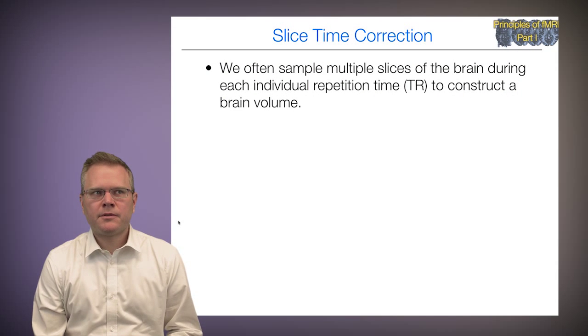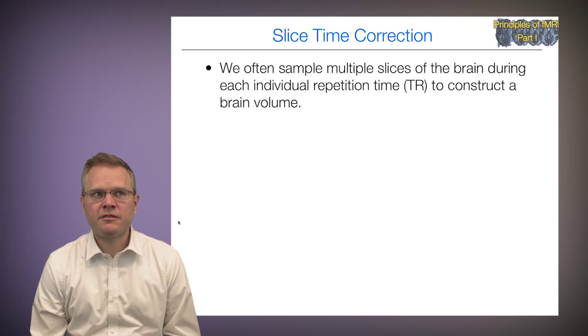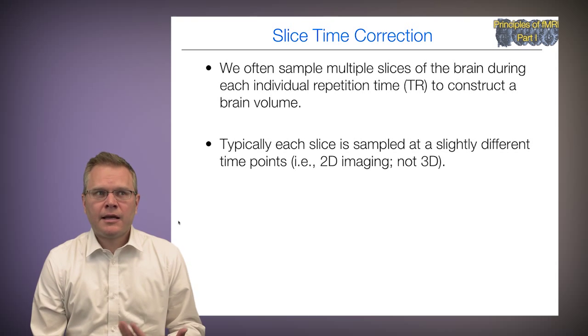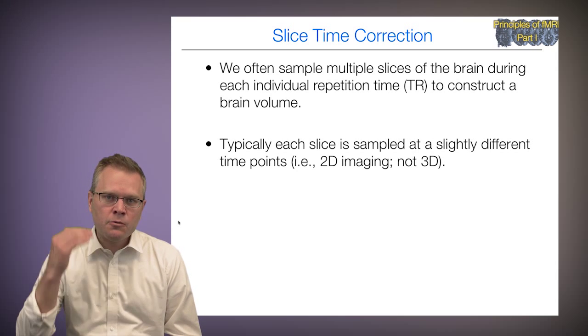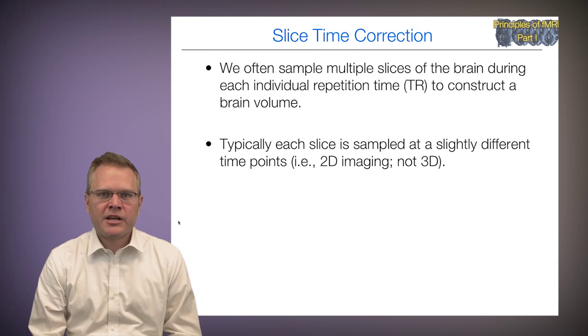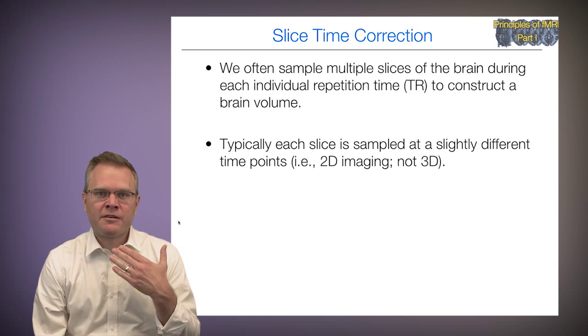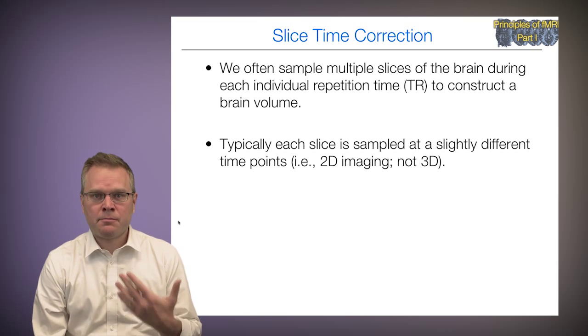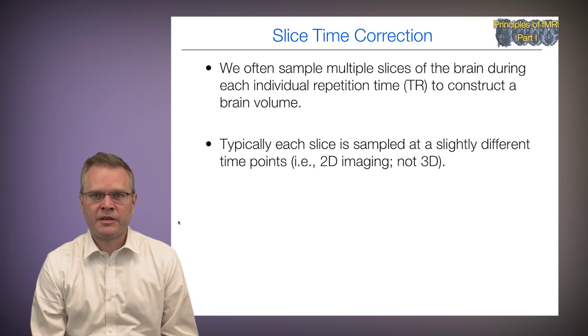We often sample multiple slices of the brain during each individual repetition time to construct a brain volume. However, each slice is typically sampled at slightly different time points because we acquire them sequentially. So even though we're treating a brain volume as being scanned at a single time point, this is usually not the case. The top of the brain volume might be sampled maybe a second or two later than the bottom of it, and this is something that we need to correct for.